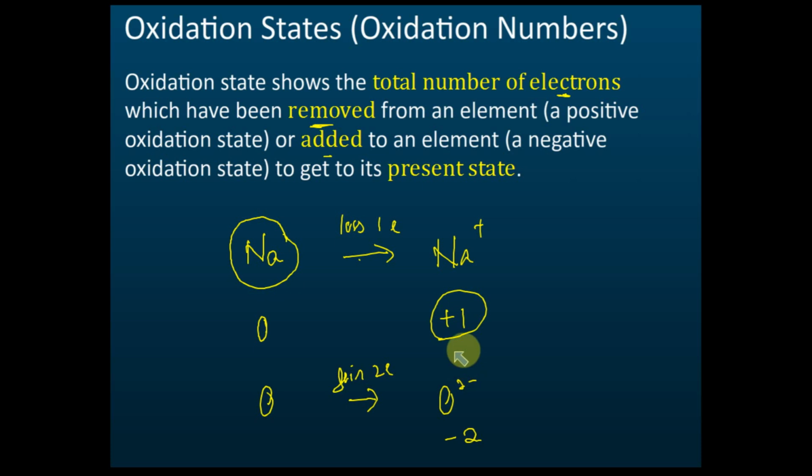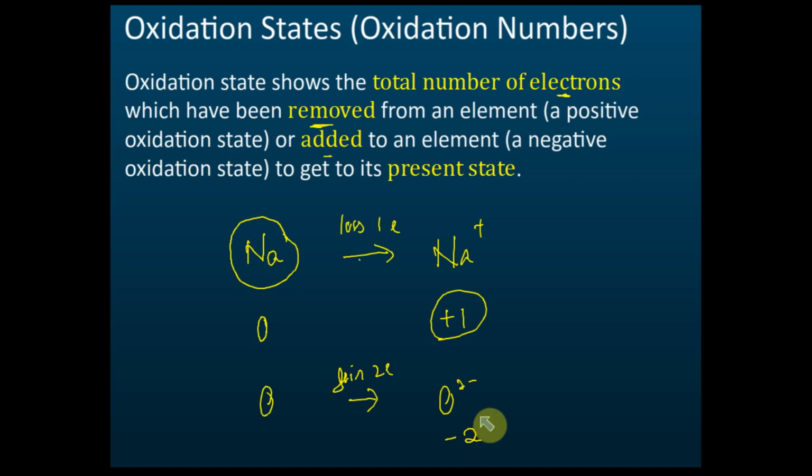Actually, from here we can see that we can tell the oxidation state by referring to the charge. For a single ion, the simple ions, if we know the charge, then we can tell the oxidation state. This one is positive 1, so the oxidation state is positive 1, and this one is negative 2, so the oxidation state is negative 2.